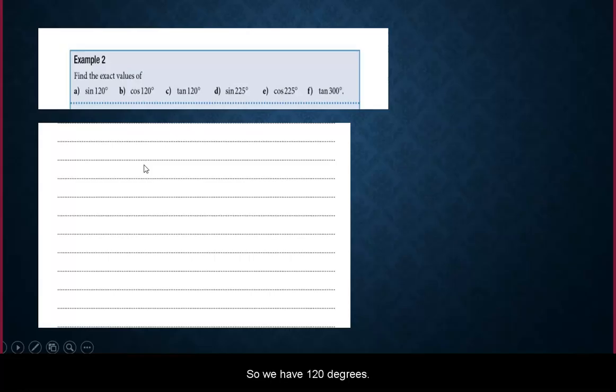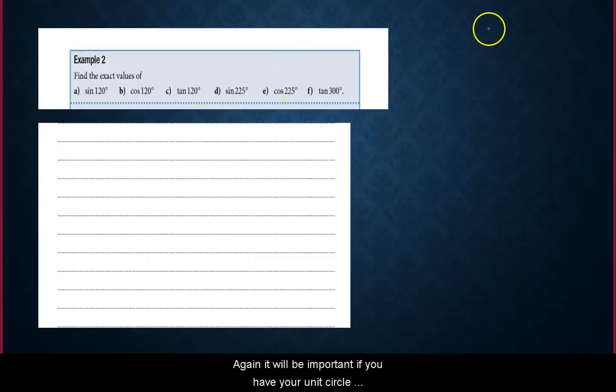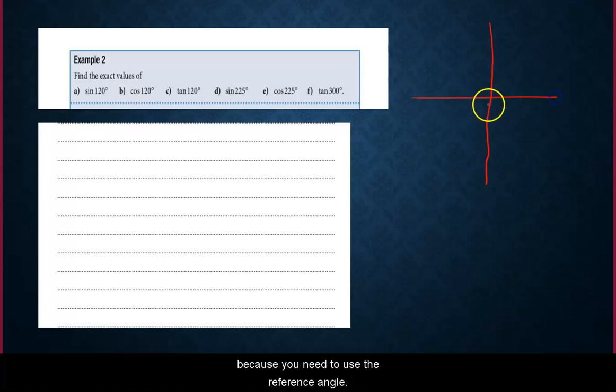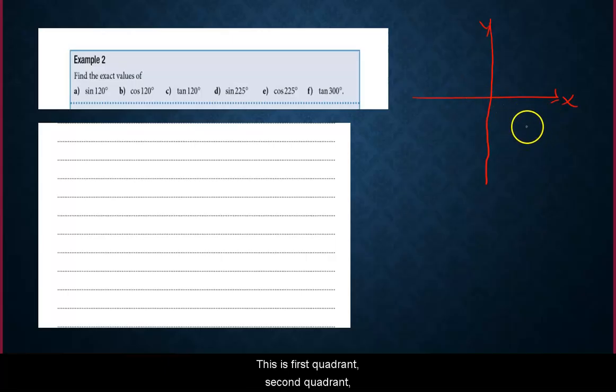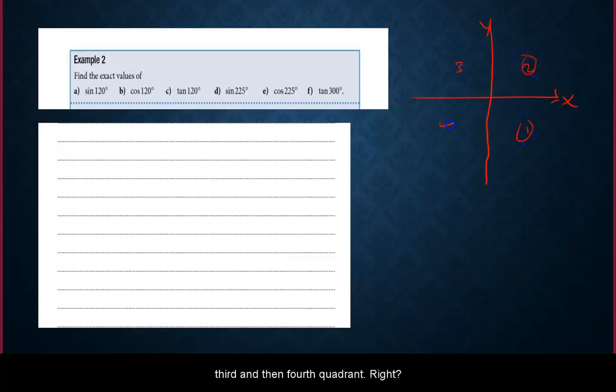So we have 120 degrees. Again, it will be important if you have your unit circle, because you need to use the reference angle. You need to use the reference angle. We have the x and y axis. We know this is cosine. This is first quadrant, second quadrant, third and then fourth quadrant, right?